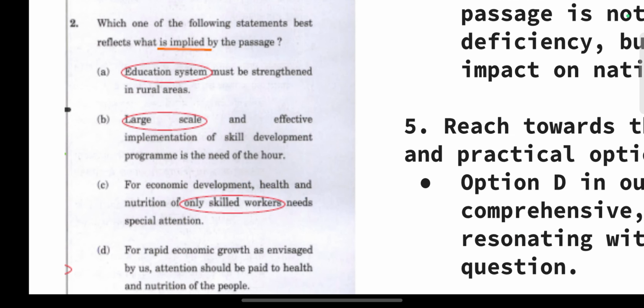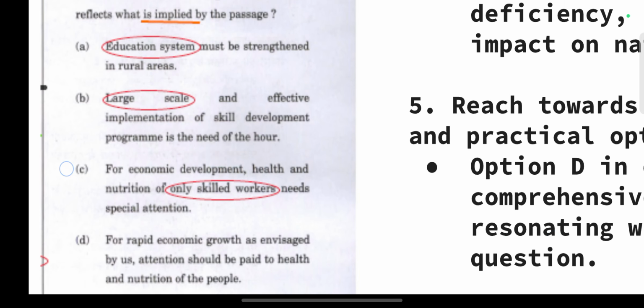Option B says large scale and effective implementation of a skill development program is the need of the hour. The passage talks about the need for addressing malnourishment issues, the need to pay special attention to the health of the people in order to boost growth. So nowhere does it talk about a need for large scale skill development and things like that. So it is also beyond the scope of the passage. C, we have already eliminated.